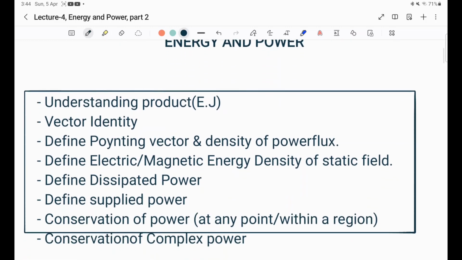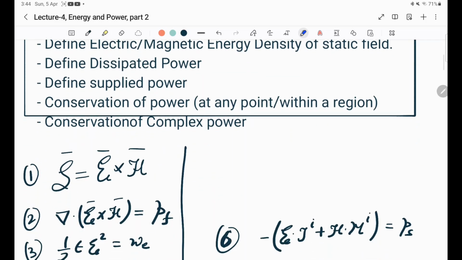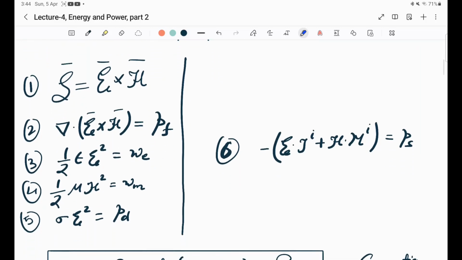In part 1, we have already covered these many topics and we have derived the equation of conservation of power. In part 2, we are going to cover the conservation of complex power. Okay, so let us see what we have already covered in part 1.